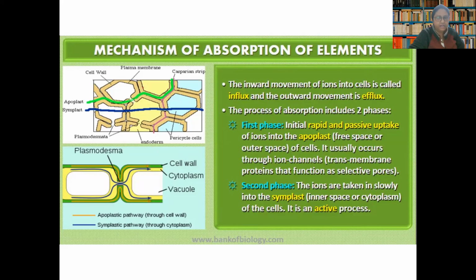So when any kind of ions are moving inside plant, that is called influx, and if it is moving outside plant, we call it efflux. So the process of absorption will include two phases. So it is having two stages. First stage is the obviously initial stage, and it is the fast process, and where passive uptake of ions is occurring into the apoplast. So what is apoplast?